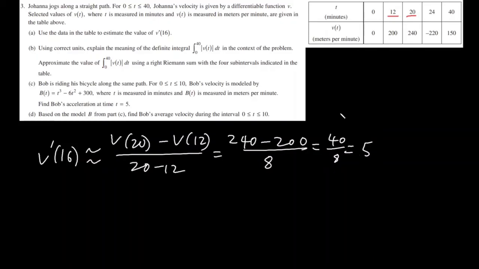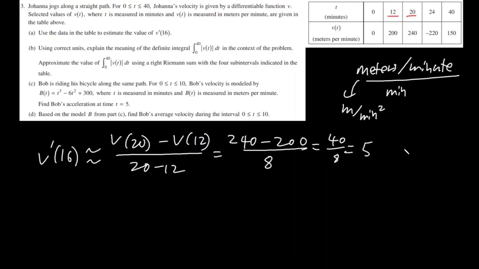Now in terms of the units for this, we need to think about it: we have velocity on the top and time on the bottom, right? Velocity is in meters per minute, and in the denominator we have minutes. So meters per minute divided by minutes is going to be meters per minute squared, meters per minute per minute. So the units for the derivative of the velocity is going to be meters per square minute. This was a 1-point question, 1 point for the correct answer.